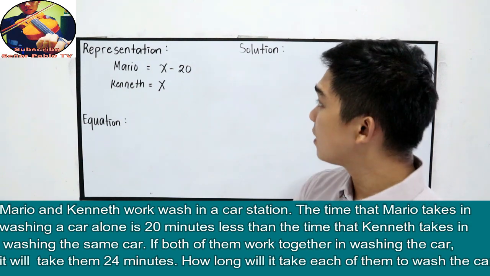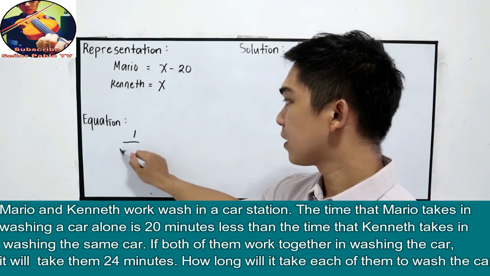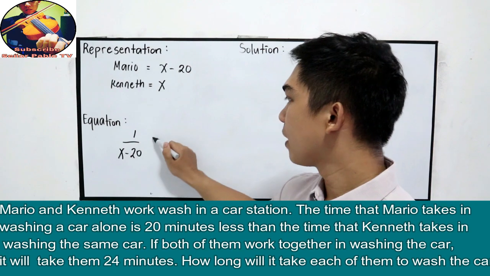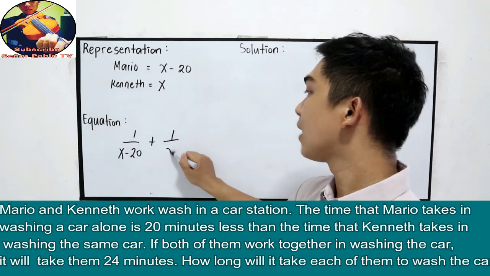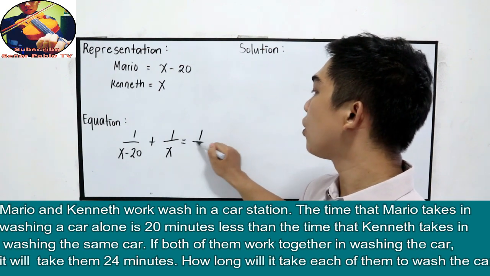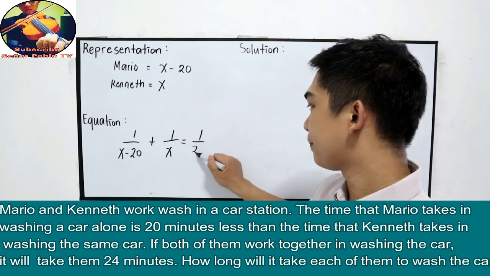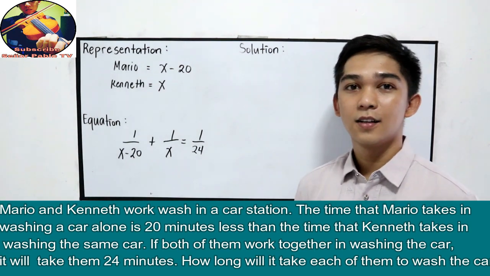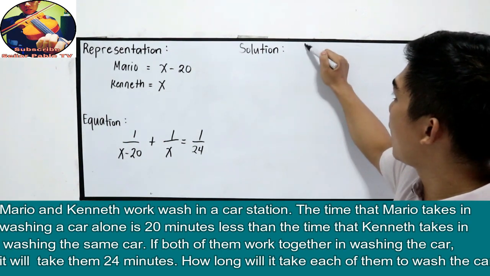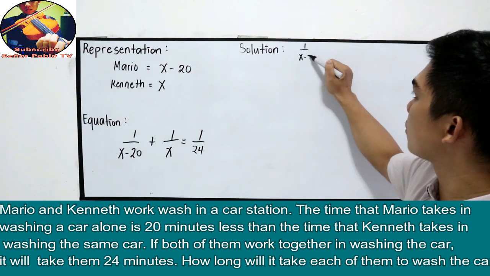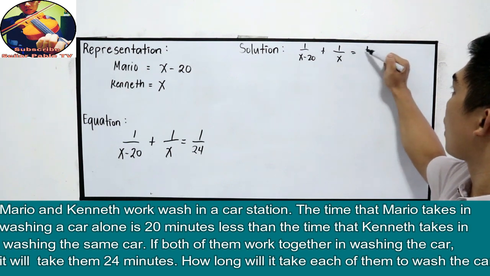Nasa condition natin, kapag nagsama sila parehas, 24 minutes sila matatapos. So sa equation natin, 1 over yung time ni Mario, X minus 20, plus 1 over yung time ni Kenneth, X, is equal to 1 over yung time nila together. That is 24. Then, solve na natin. 1 over X minus 20 plus 1 over X is equal to 1 over 24.